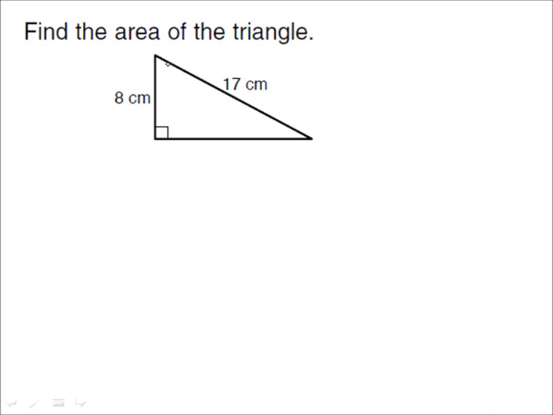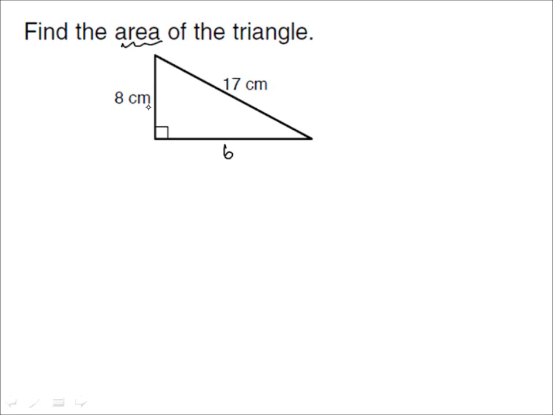When you're finding the area of a triangle, areas are found by multiplying bases and heights, and they must be perpendicular to each other. If this is a base or a height, this would not be the corresponding base or height, right? So I need to figure out the length of this, and then from that I can compute the area.